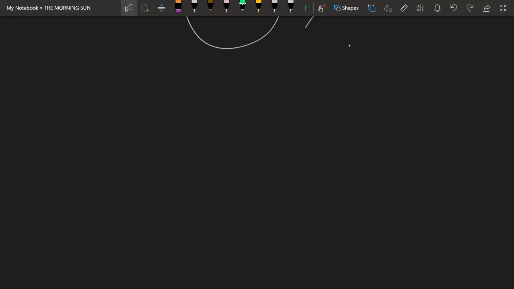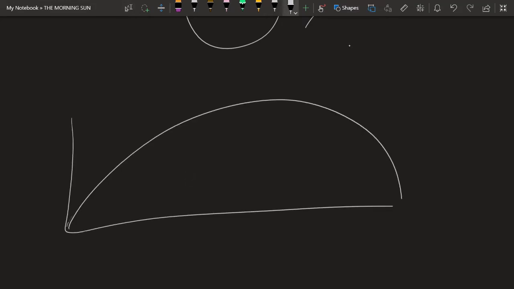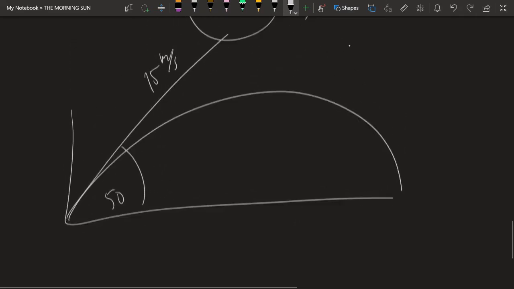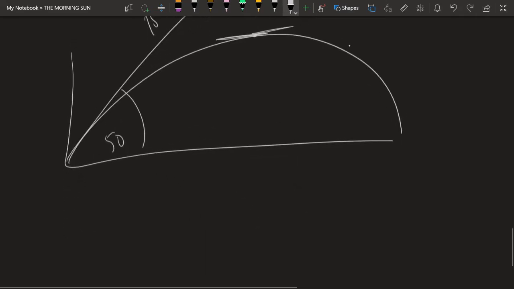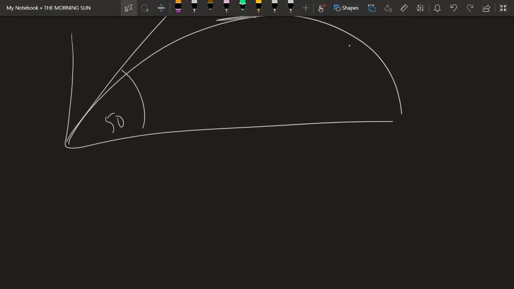Basic question number 9. A ball is thrown with an initial velocity of 15 meters per second at an angle of 50 with the horizontal. Find the time taken to reach the maximum height. Well, we want to find the time taken to reach this height. How I would solve it, I would solve it in many different ways, but here we go.